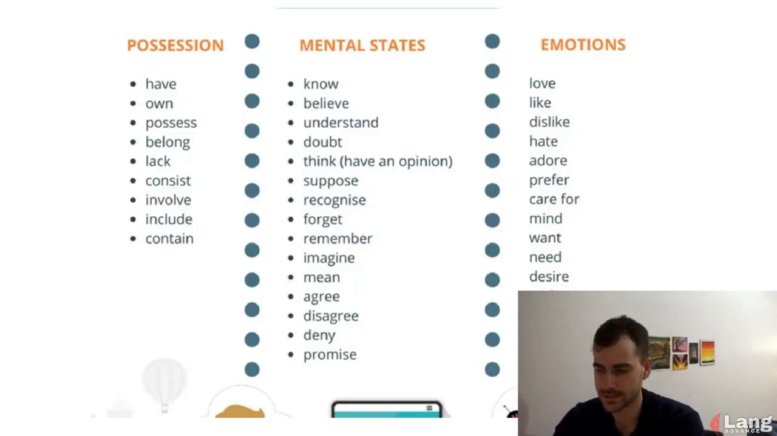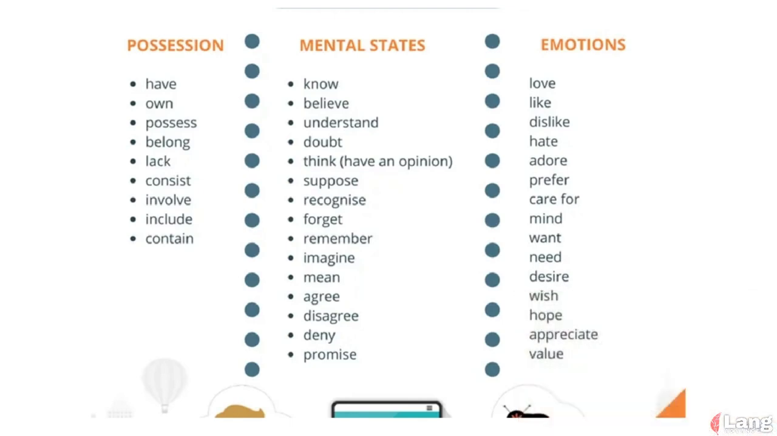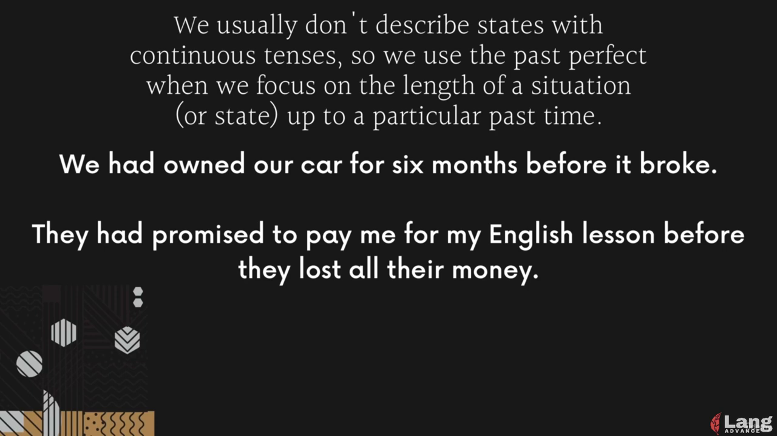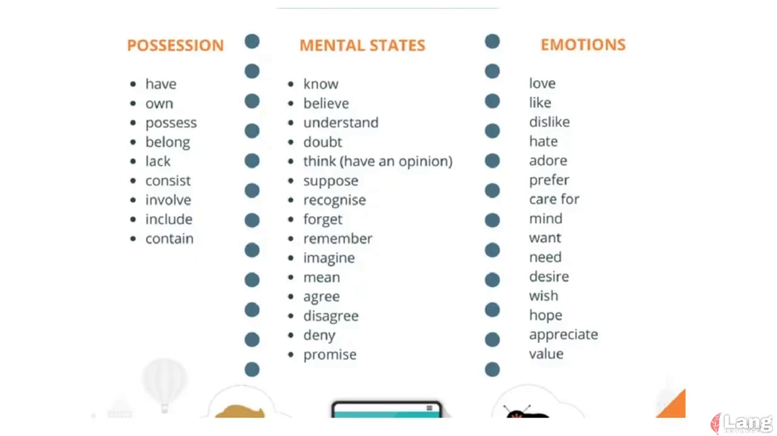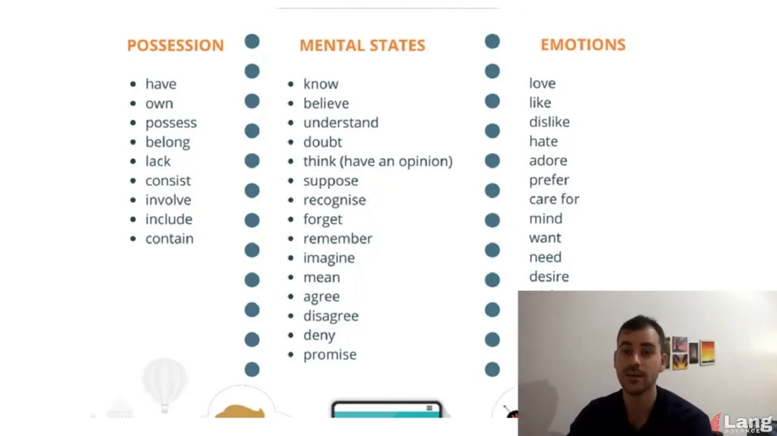And here's a list of different state verbs: possession, mental states, and emotions. So for these verbs, in this situation we just discussed, when we want to describe the length of a situation or state up to a particular past time, this rule would apply to these verbs here. So you can take a look at these verbs, or if you are ready, we're going to go on to a short quiz because we are done talking about all the rules.